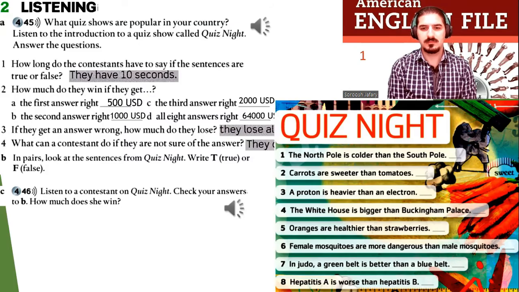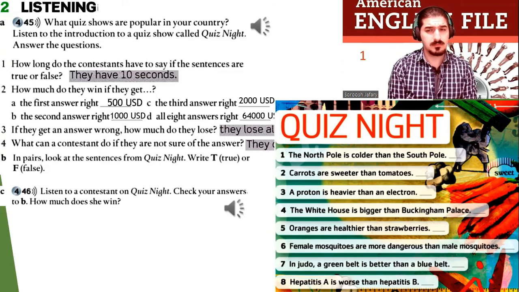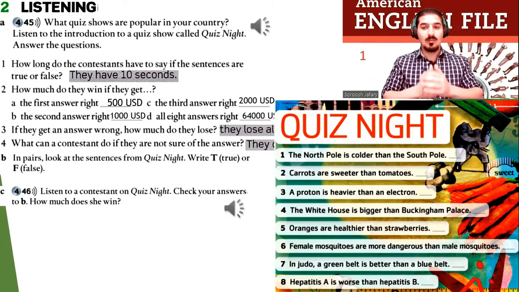Okay, for $16,000, female mosquitoes are more dangerous than male mosquitoes. True. Correct. Female mosquitoes are the ones that bite. Male mosquitoes don't bite. Okay, Colleen, for $32,000, in judo, a green belt is better than a blue belt.